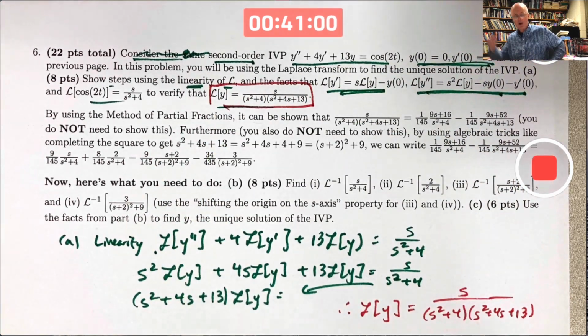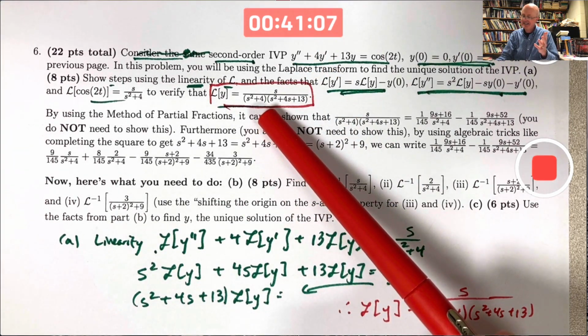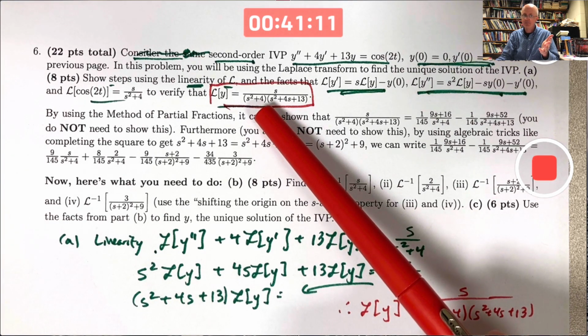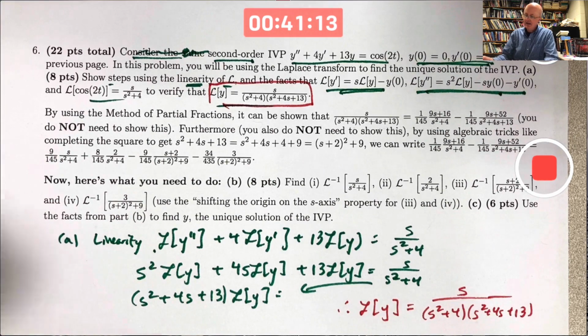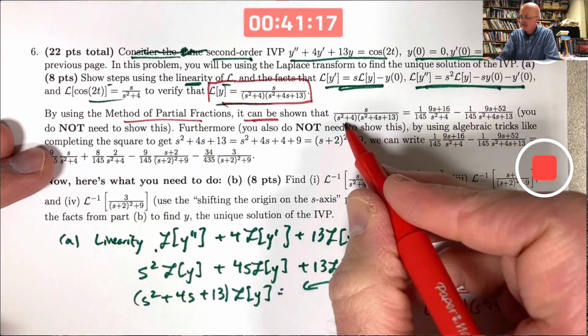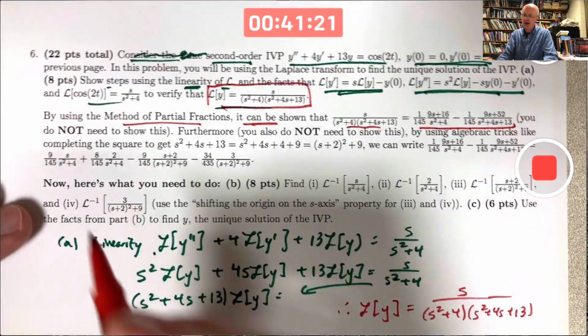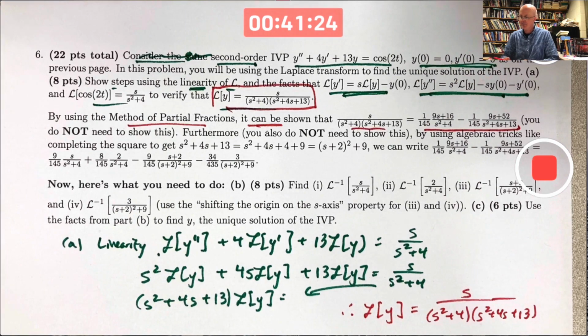Now, just like in problem 1, to find the solution, you'd have to find the inverse Laplace transform of that. Yikes. It's not a sum or a difference. I can't use linearity yet. So what do I do? I'm telling them that using partial fractions, it can be shown that this fraction can be written as this combination. You do not need to show that. It takes a fair amount of time.